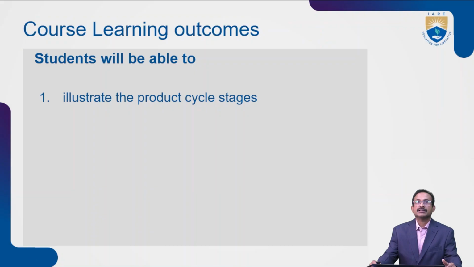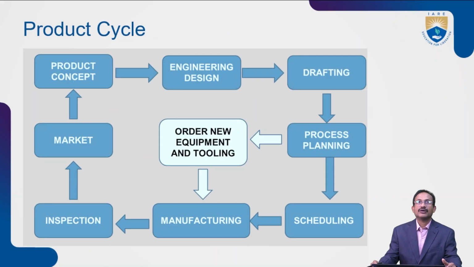The course learning outcome: students will be able to illustrate the product cycle stages. So at the end of this presentation, students will be able to illustrate the product cycle stages. Now let us look into the block diagram of product cycle. Here there are 6 important elements and 3 other elements related to product cycle.